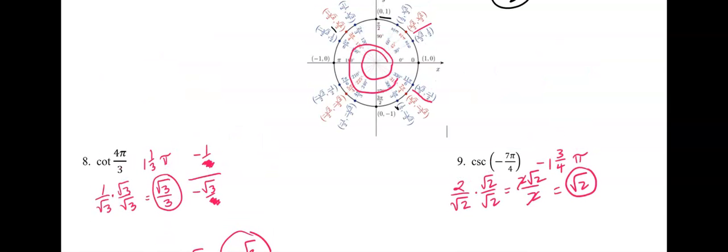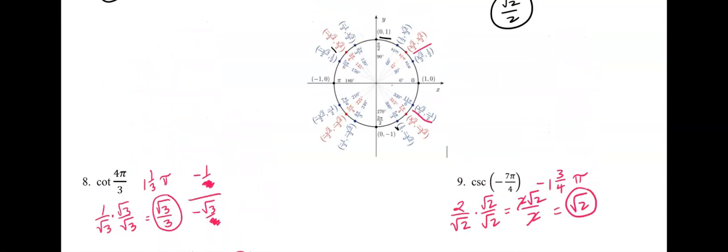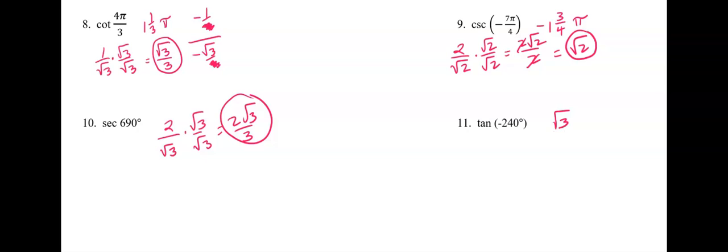All right, and then our last one, unit circle-wise, is tangent of negative 240. So negative 180 plus another 60 degrees would land us right there. And we look at that ordered pair. Tangent is y over x. So that's the square root of 3 over 2 over negative 1/2. And again, the 2's would just cancel. And so my answer would be negative square root of 3.